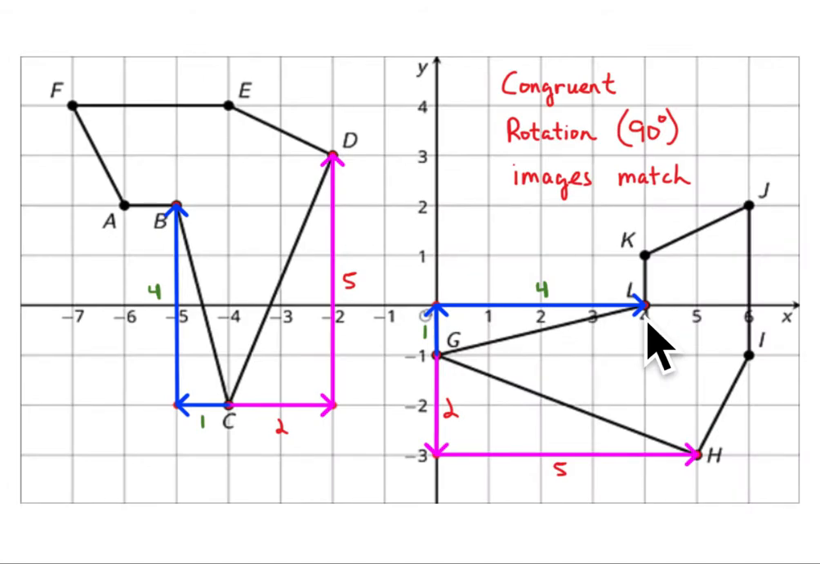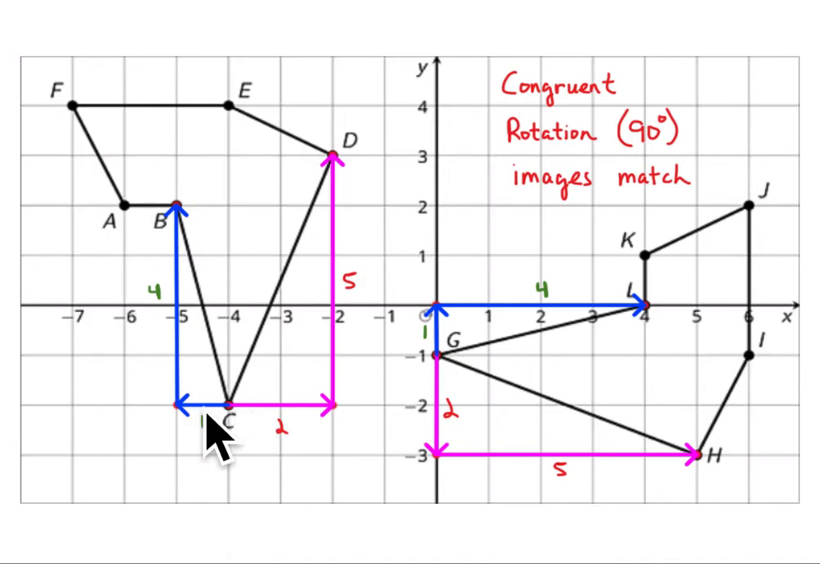Next problem, they are congruent in the next problem. This is a 90-degree rotation. So you take this whole image and you rotate it 90 degrees, and it's going to end up matching this image right here. So you could rotate it 90 degrees right here and then translate. So C covers G, and you'll find that these two images do cover each other. The images do match.